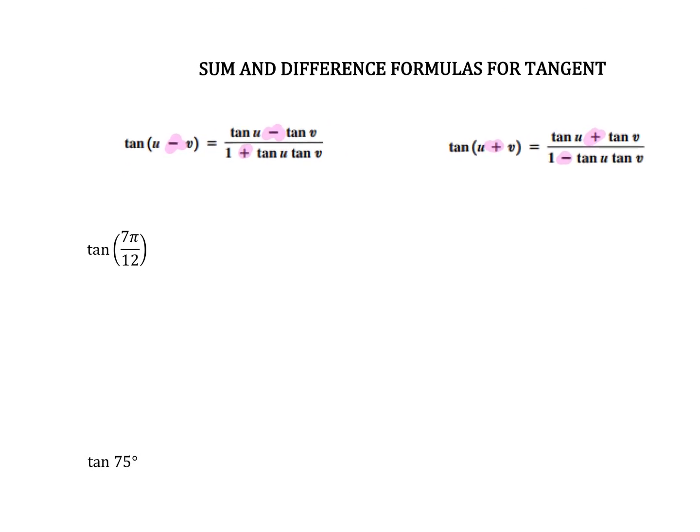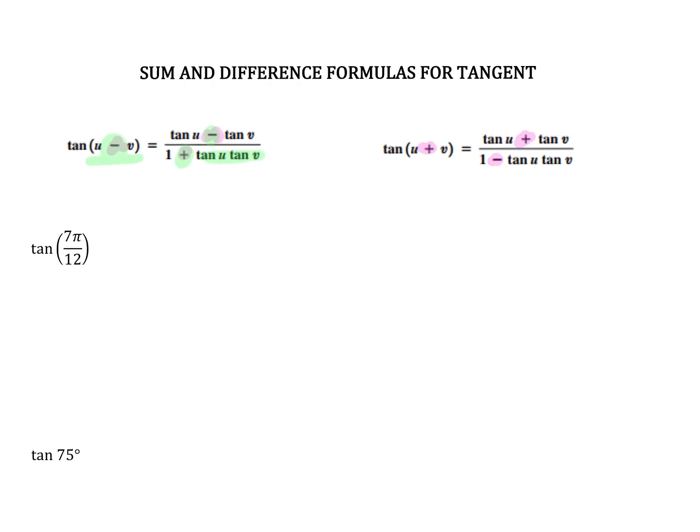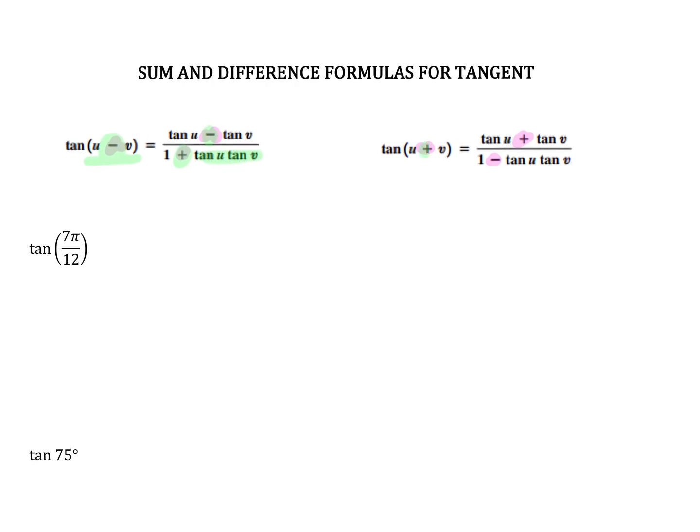For tangent, if we are subtracting, notice if it's subtraction inside that parentheses, then it's subtraction on the top and it's addition on the bottom. Notice these two things are getting multiplied together. And then similarly here, if it's plus in between, then it's plus on top and it's minus on the bottom. Okay? So that's key, once again, is just determining which formula we are going to use.